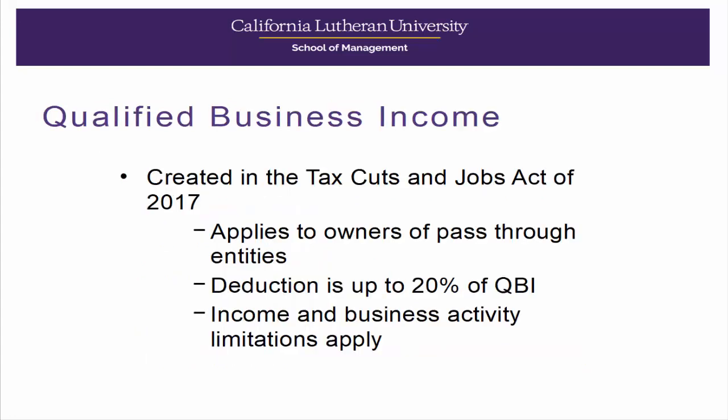Qualified Business Income, or QBI, is a new deduction created by the Tax Cuts and Jobs Act of 2017. The Act reduced corporate income tax rates, and the QBI deduction is an attempt to give owners of pass-through entities, such as sole proprietorships, similar tax relief. This deduction can be up to 20% of qualified business income, but there are income limitations and limitations on the types of businesses that qualify for this deduction. We will cover this deduction in more detail in a future lesson.